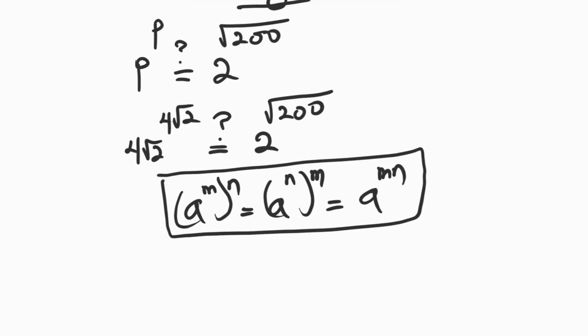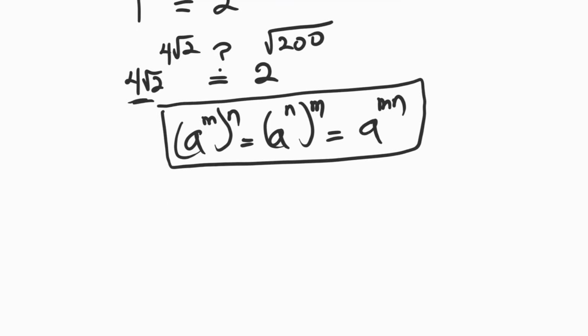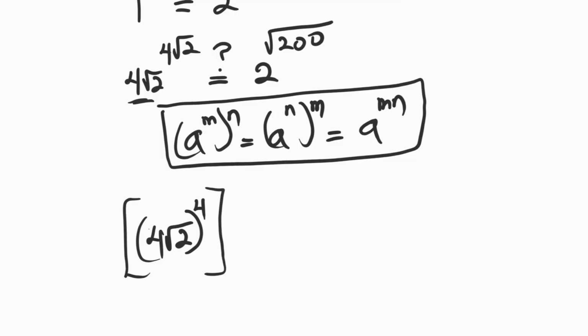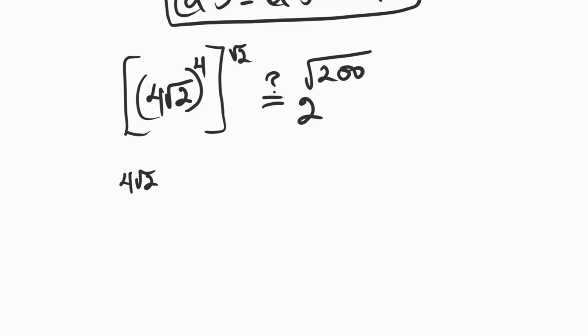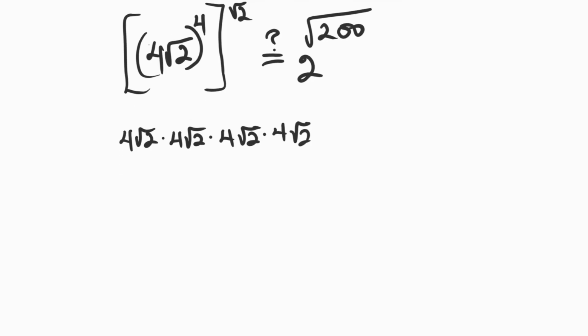Now, this equation can be rewritten as 4 root 2 raised to the power 4 times root 2. And we're trying to see if that will be equal to 2 raised to the power of the root of 200. Now, 4 root 2 raised to the power 4 is what? 4 root 2 times 4 root 2 times 4 root 2 times 4 root 2 is equal to what?